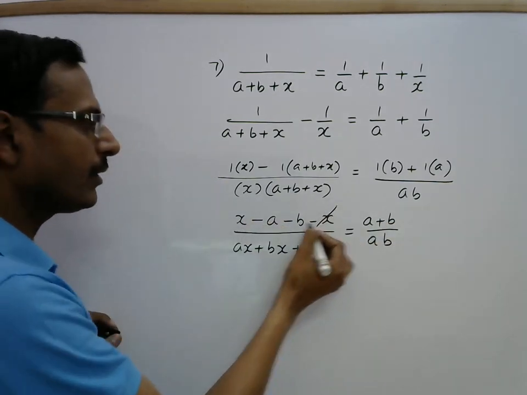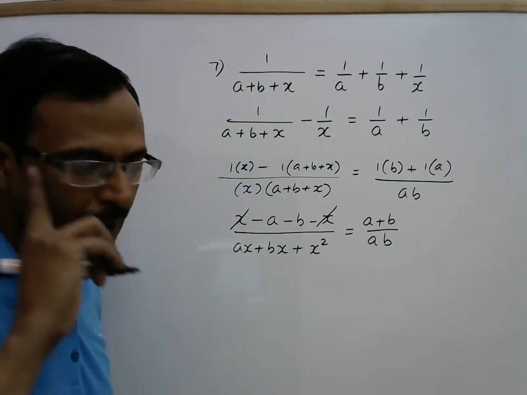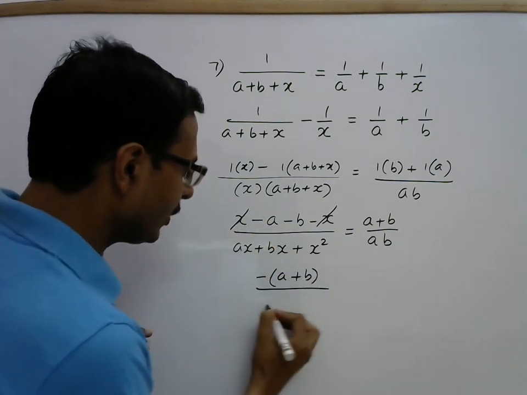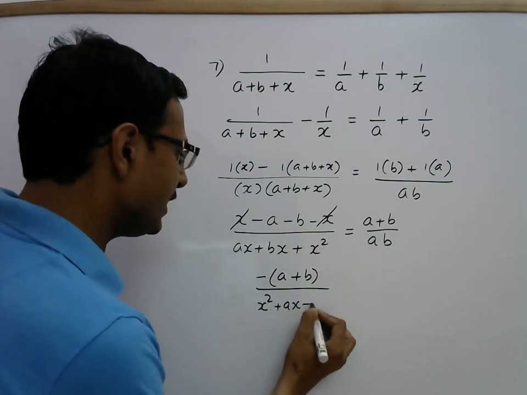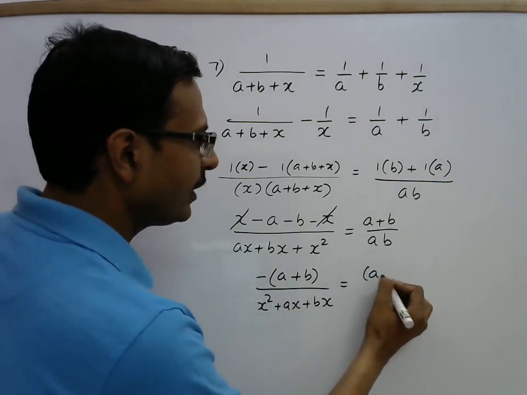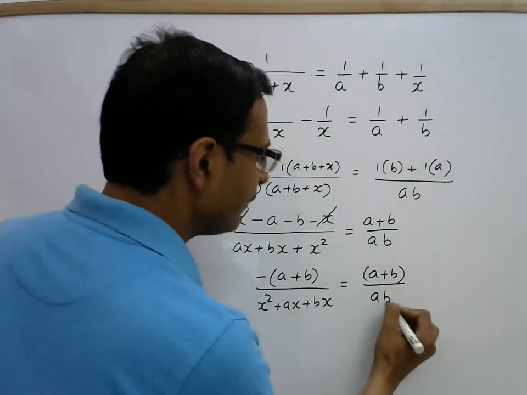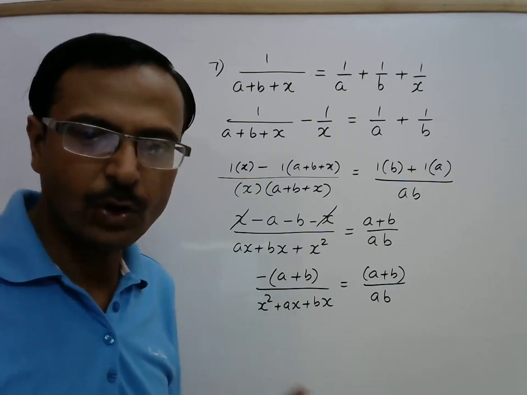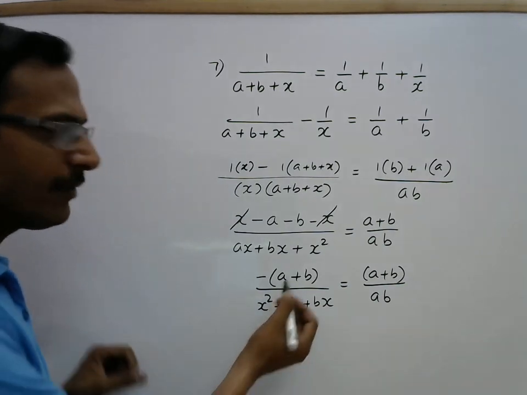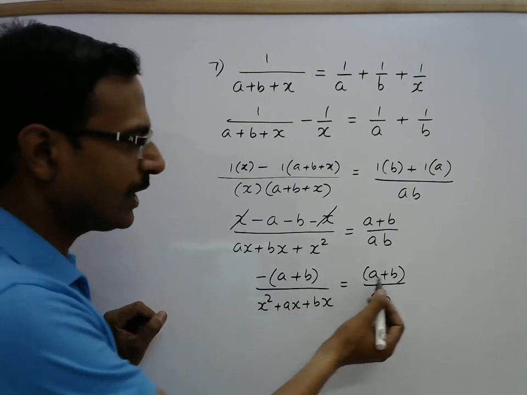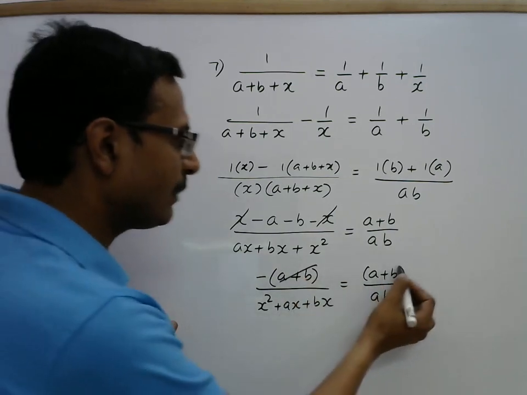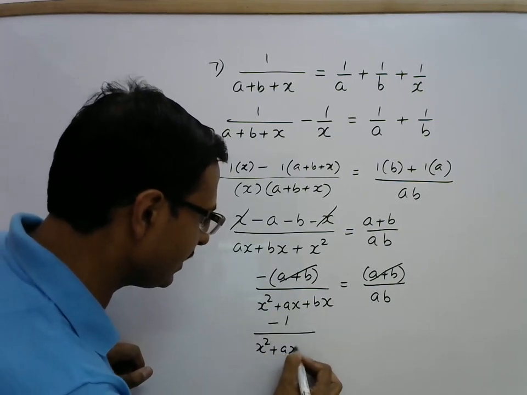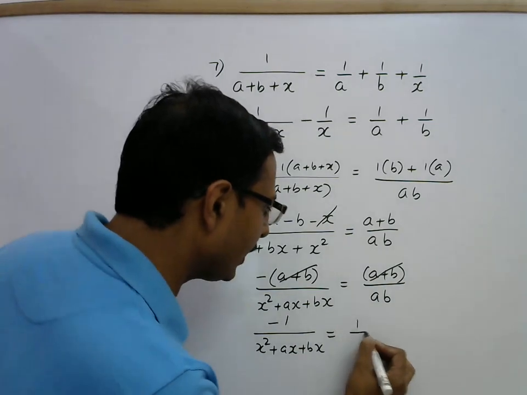So in the numerator here, x and minus x get cancelled, and see the remaining part, minus sign is common, so we have a plus b, and in the denominator x square plus ax plus bx. In the numerator here we have a plus b upon ab. Now see students, if we cross multiply now, it will be a big mistake because we have a common factor in the numerator. Here we have a plus b and here also we have a plus b. So a plus b can be cancelled. So the remaining part is minus 1 upon x square plus ax plus bx equal to 1 upon ab.